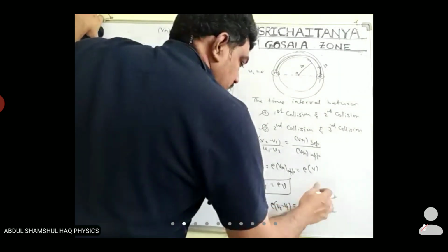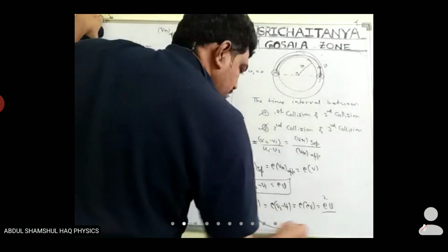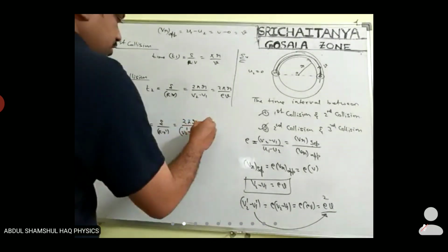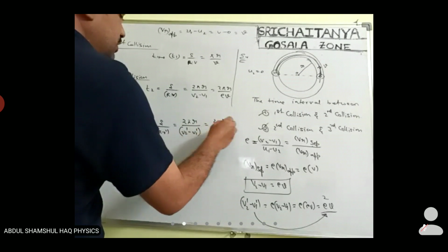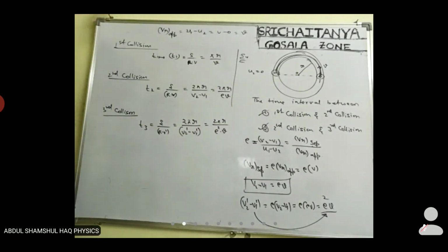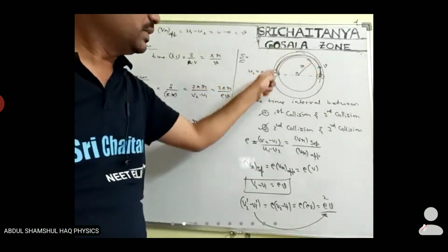v2 dash minus v1 dash can be taken as e square v. So therefore, it is 2 pi r divided by e square v. You understood now? For the first collision to take place, this has to travel like this.